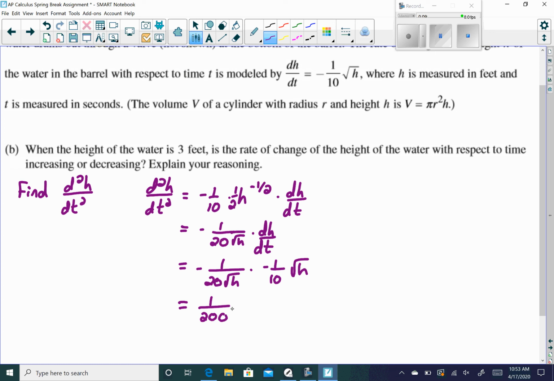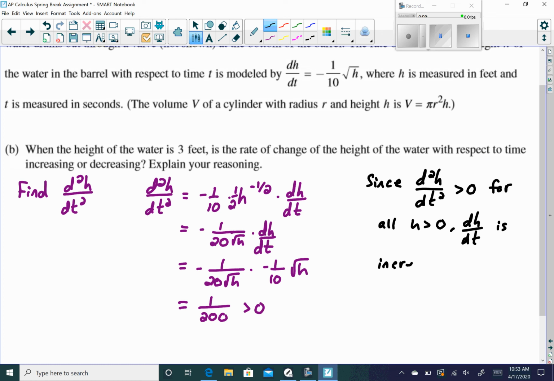So knowing this, it's a constant here, so this is positive. So we'll write this out, that since the second derivative here is positive for all h, we'll say just greater than 0, because any negative height doesn't make any sense. dH over dt is increasing then, for all h greater than 0. So this is our final answer here.